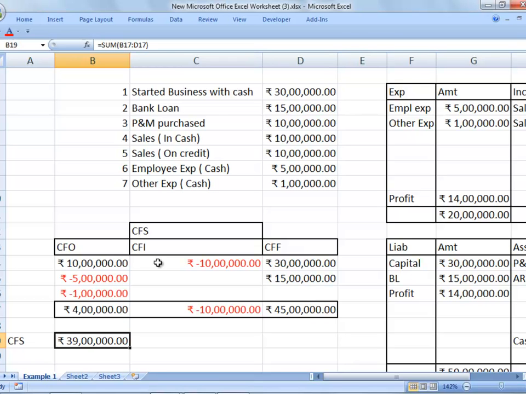And why is it the same in this year? Because originally my cash balance was 0. This is my first year of operation. My cash has increased by 39 lakhs. So we are trying to find out how did your cash increase by 39, and this is what your cash flow statement is. Is this clear? Anyone with doubts here?